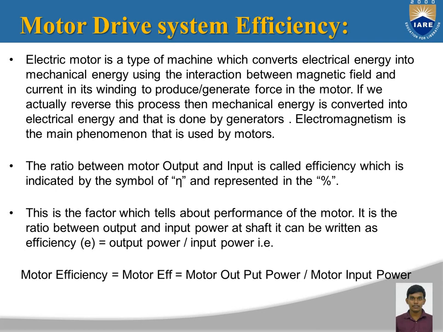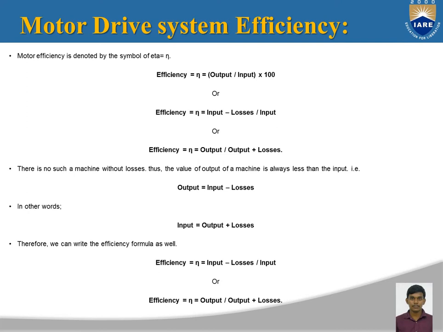For motor efficiency, simple: the motor efficiency formula is motor output power divided by motor input power. That's what efficiency is. Here are a few efficiency formulas for system drives. Like you can see, motor efficiency is denoted by eta, the efficiency symbol. Output by input, multiplied by 100, is the percent.